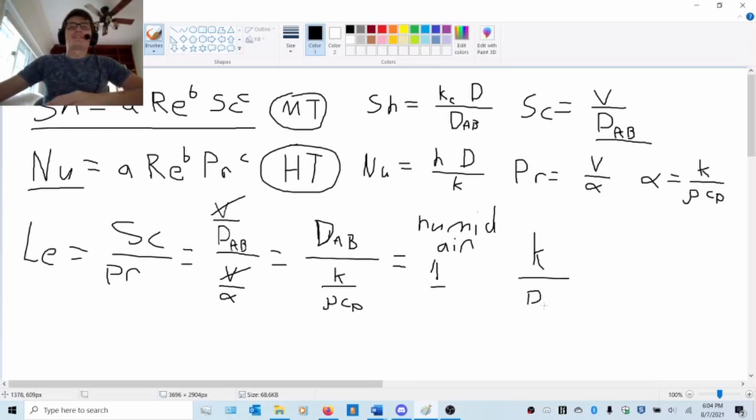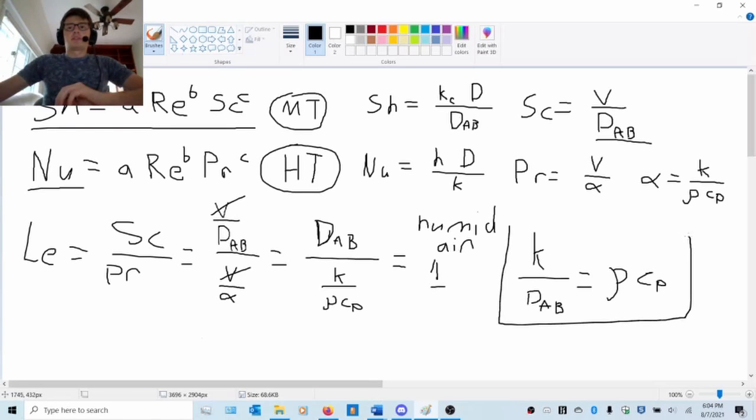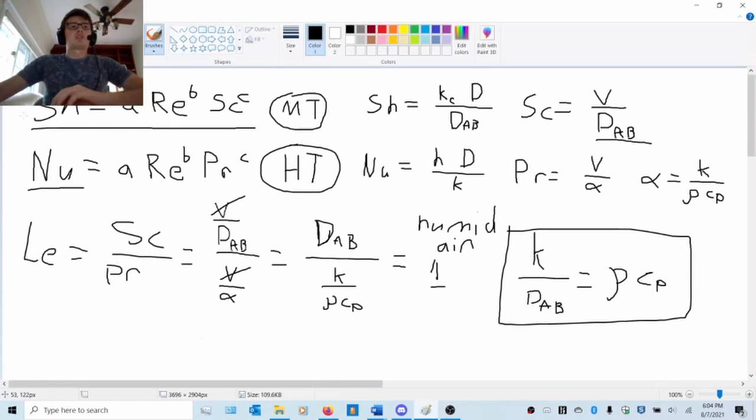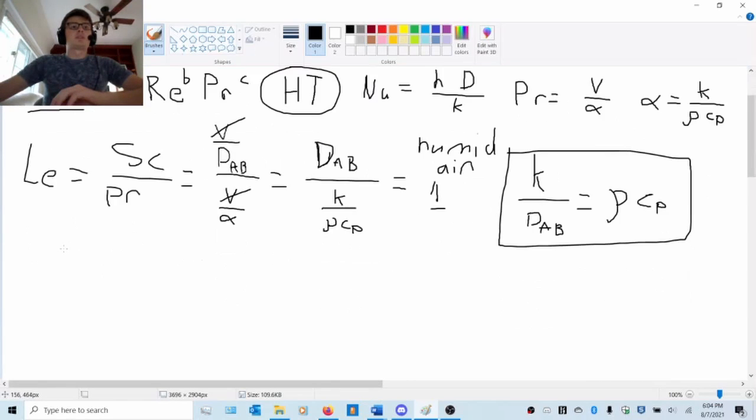It's a little bit hard to follow sometimes. The diffusion coefficient from A to B is going to equal the density times the specific heat capacity. So that's pretty important to what we're going to end up doing later. But let me box that in, and I'll make sure I save the document. And let's go ahead and find the relationship between the Sherwood number and the Nusselt number.